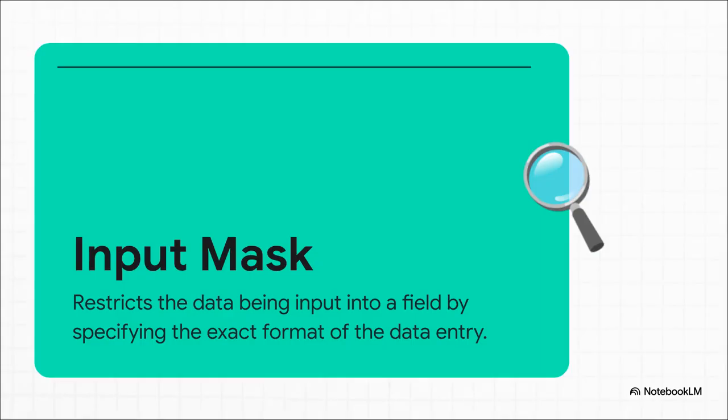An input mask is basically a template or a stencil for your data. For a phone number, it provides the parentheses and the dash for you, so the user literally just has to type in the numbers. It makes getting inconsistent formatting almost impossible.